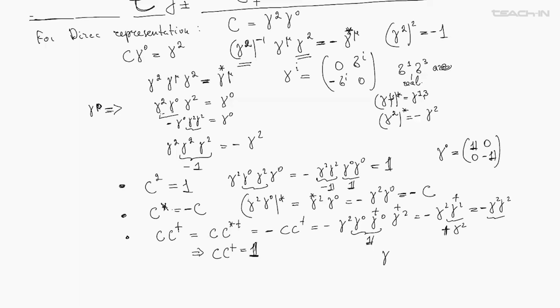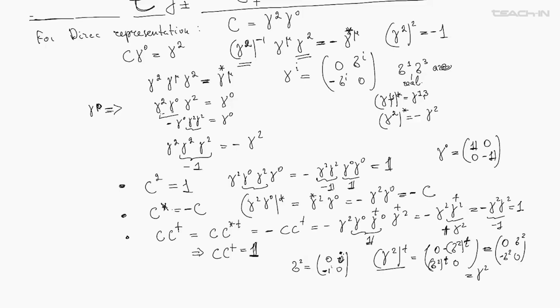That is because gamma 2 transpose gives me 0, 0, sigma 2 transpose with a minus, and then sigma 2 transpose. But sigma 2 transpose is minus sigma 2, right? Because what is sigma 2? Sigma 2 is 0 minus I, I minus I 0, right? So when I transpose it, I will get an extra minus sign. And therefore, here I will get 0, sigma 2, minus sigma 2, 0. Therefore, this is gamma 2. Yeah. So under transposition, gamma 2 is unchanged, and therefore CC dagger is 1.